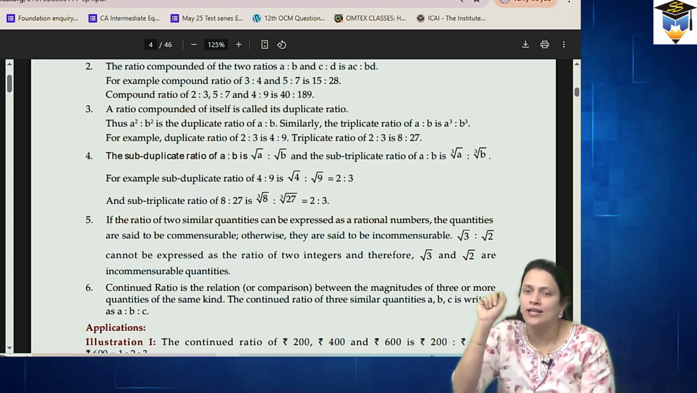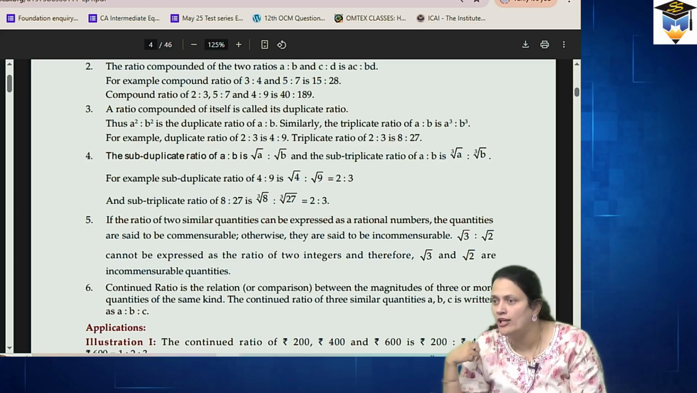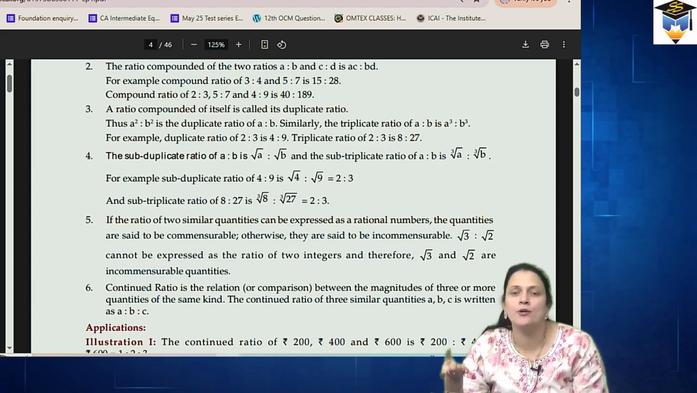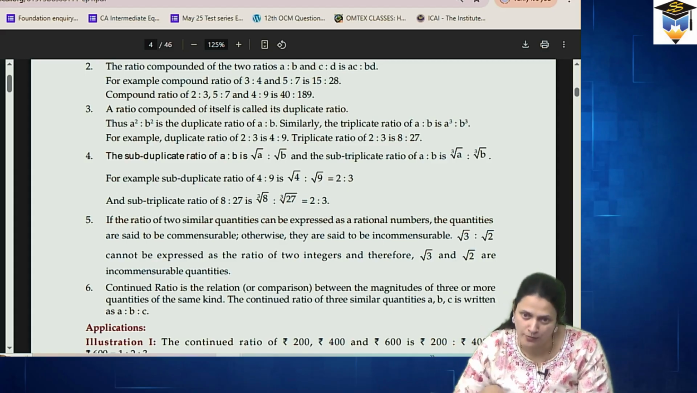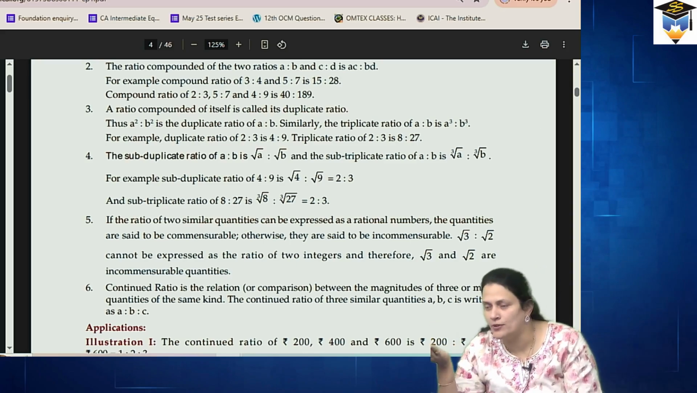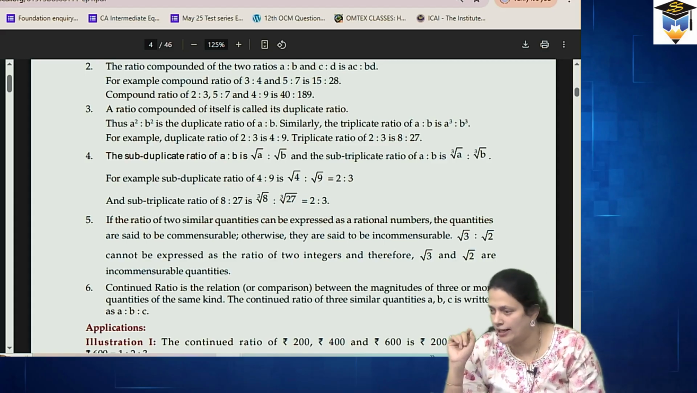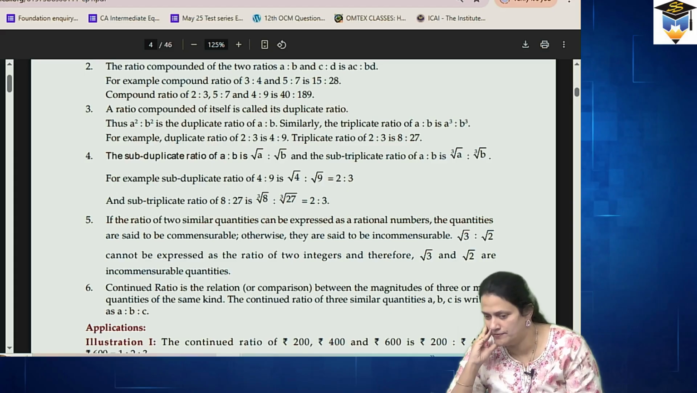So if I give you 3 upon 2 is to 4 upon 5, is it commensurable or incommensurable? Commensurable. Why? Because whenever there are rational numbers, that ratio is called commensurable. If there are irrational numbers, that ratio is called incommensurable. Write it down. Rational number, commensurable. Irrational number, incommensurable.